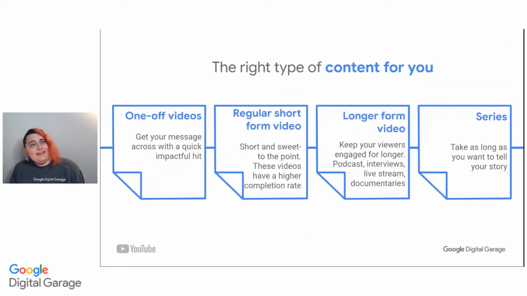When you're planning, you need to think about more than just what's going in the video, but also what kind of video are you going to create. So one-off videos is one option. You can create a simple single video, get your message across without relying on a series of videos, just a quickly impactful short video. That's an option. You could do regular videos, regular short videos. Now, when we say short form, we're really talking about 3 minutes or less. That's kind of what we would define as short form video.